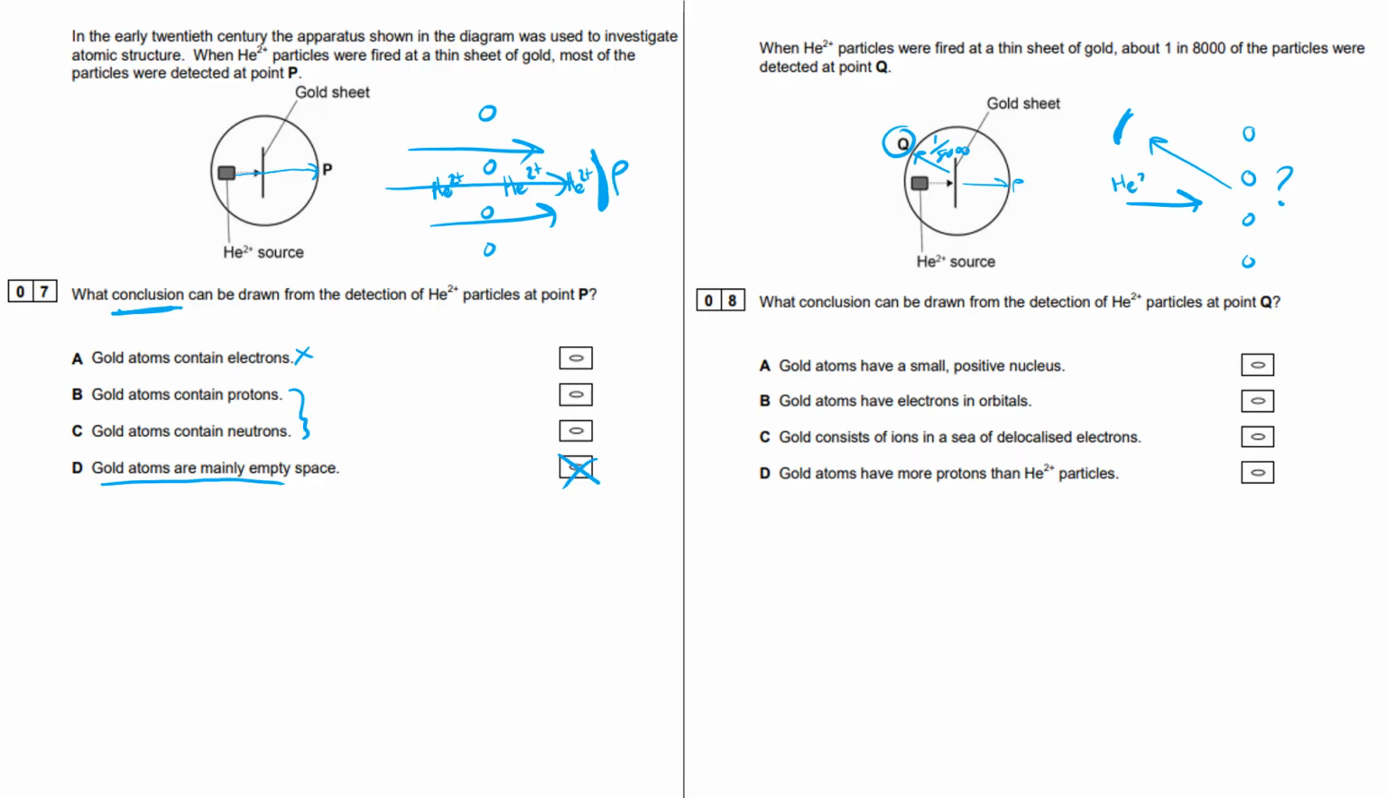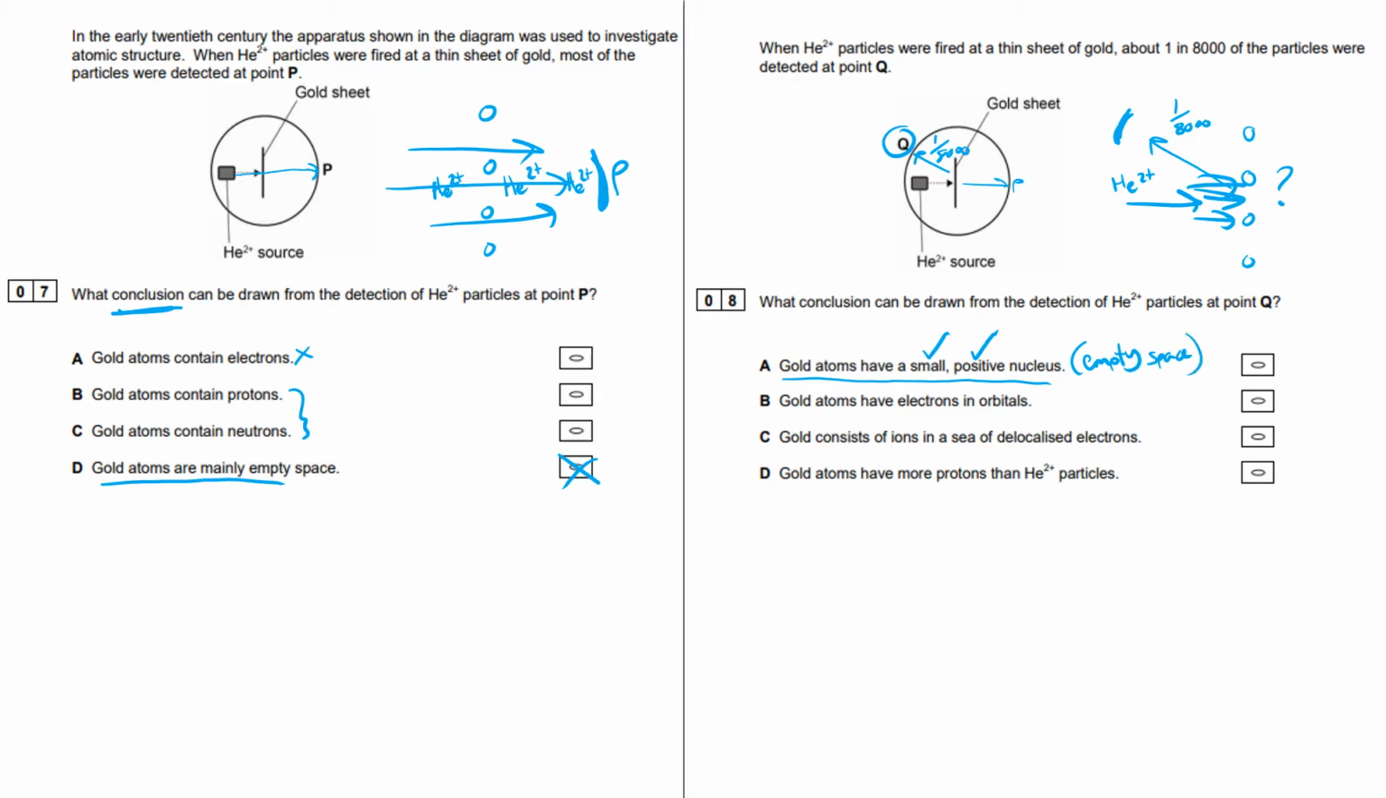Well, the fact that alpha particles are positive, helium ions, means that something must be causing them to be reflected. And it is in fact that gold atoms have a small positive nucleus. It's not big, because if it was big then more than 1 in 8,000 would be being reflected. It must be positive, because if it was negative electrons it would be attracting the helium ions towards it, which it's not. So it must be a small positive nucleus, the rest of it being empty space, as we saw in question 7.